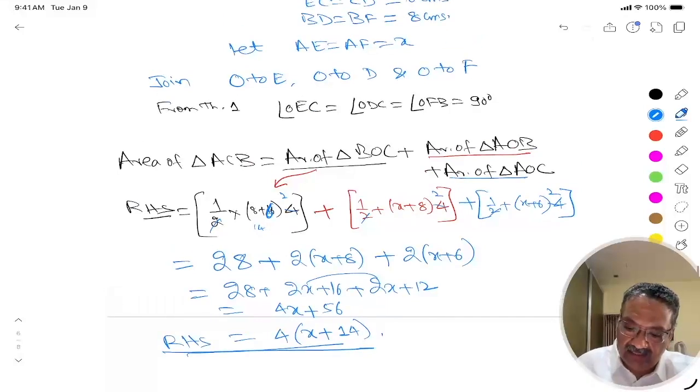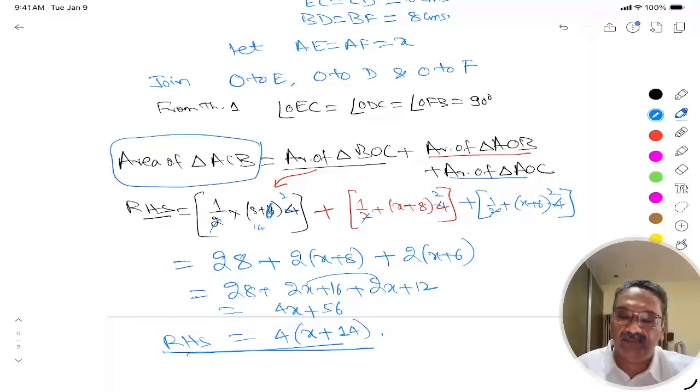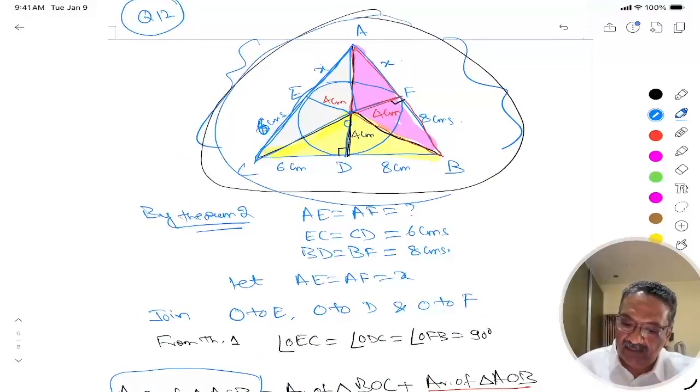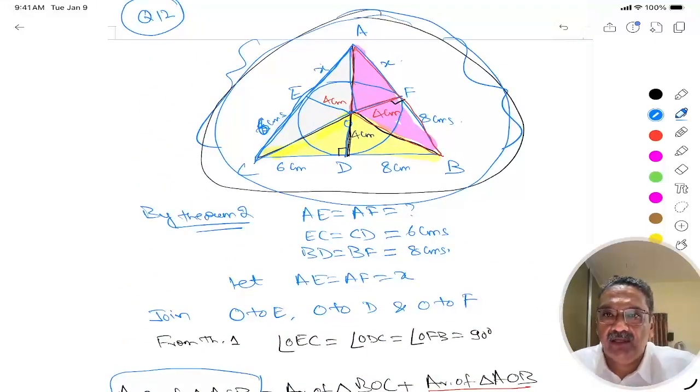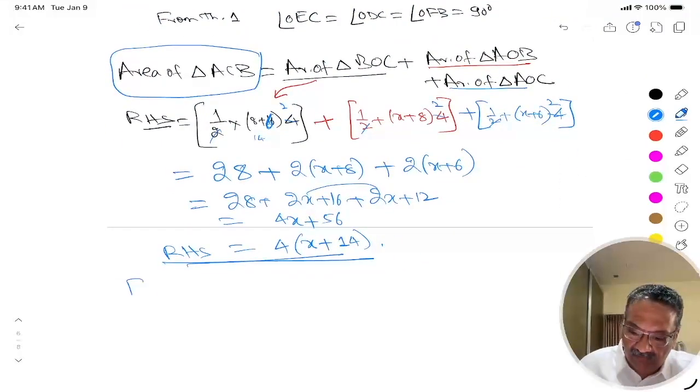Now LHS is the area of triangle ACB. This whole triangle ACB. Do we know the height, any 90 degree? We don't know. But we know the sides. So we will use Heron's formula.